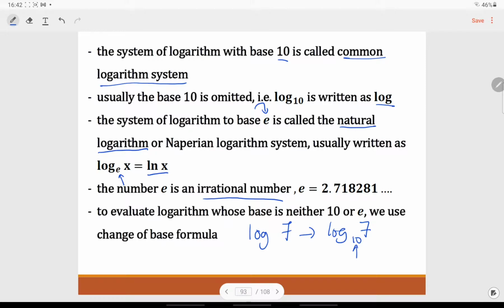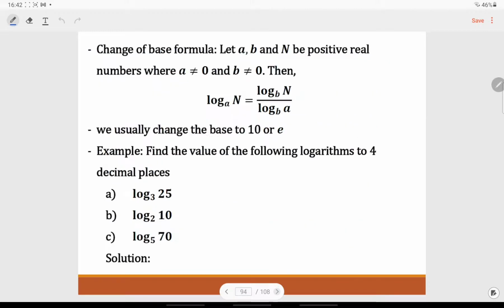Okay, so to evaluate a logarithm whose base is neither 10 nor e, we need to change the base of the logarithm. Okay, how to change the base of the logarithm? We can use this formula. Let a, b, and n be positive real numbers where a and b are not equal to 0. Then the log n to the base a can be changed from base a to base b.